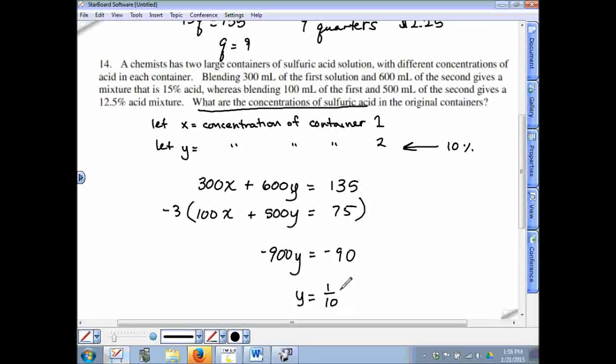So now that we know the value of Y, go back and solve for X. So if we plug in 1/10 right here, for example, 1/10 of 600, it's going to be 60. So if you subtract 60 from 135, you're going to get 75. So 300X equals 75. Divide by 300, and you're going to get 0.25. So container 1 is 25% concentrated with acid.